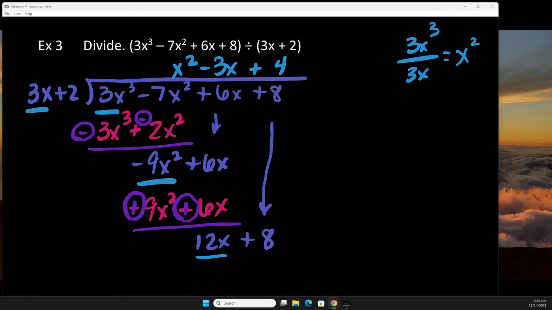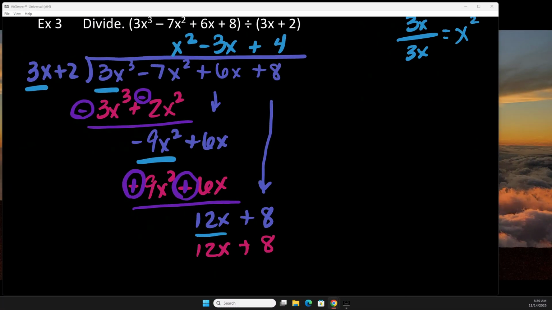Right? And then you multiply 4. I keep changing order. It doesn't matter what order you do it, but I'm just going to do 4 times 3x is 12x. 4 times 2 is 8. And then I'm going to subtract by changing both signs, and this one is nice because I get a remainder of 0 again.